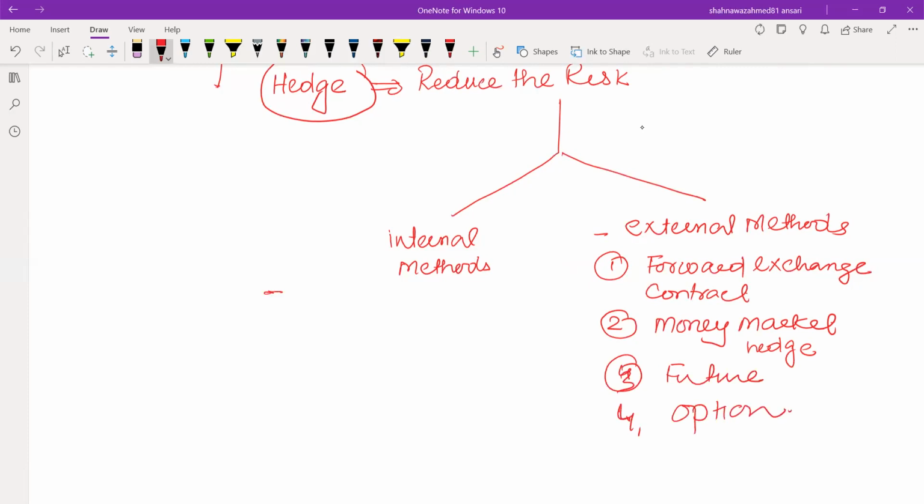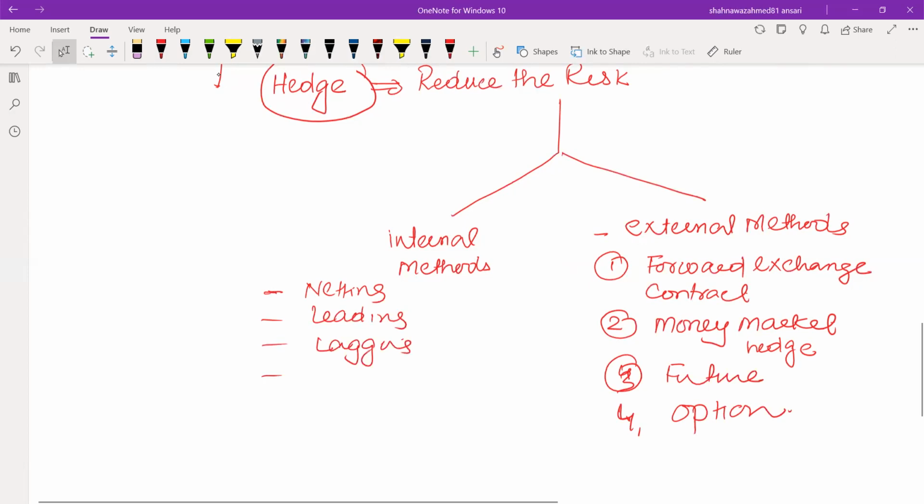For internal methods, we might use netting, leading, which is paying early, and we can delay payment, which is called lagging. Also, we have an option called matching. So these are the possible options, and you must have clarity in terms of both calculation and theory on these. But more important is that you must know how to calculate forward exchange contract and money market hedging especially. So let's begin with forward exchange contract and money market hedging.